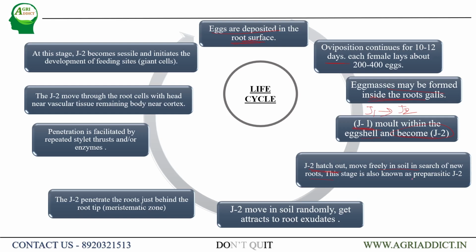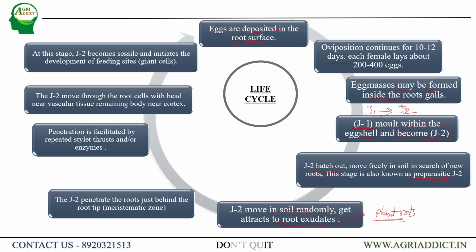This stage is also known as pre-parasitic J2. Here for the hatching of J2 stage, there is no requirement of any stimulus. As in case of cyst nematodes, there is a need of stimulus for hatching, but it freely hatches out in the environment. And now it is time for searching the new host. That stage which is going to search the new host is known as pre-parasitic J2 stage. It moves randomly in the soil and gets attracted to the root exudates which are secreted from the plant roots.